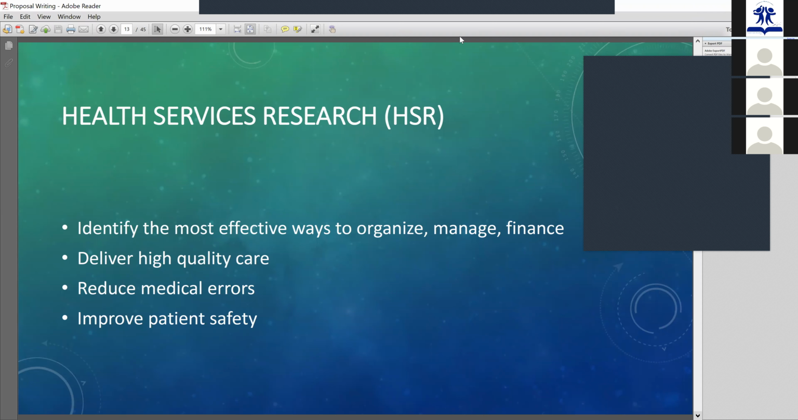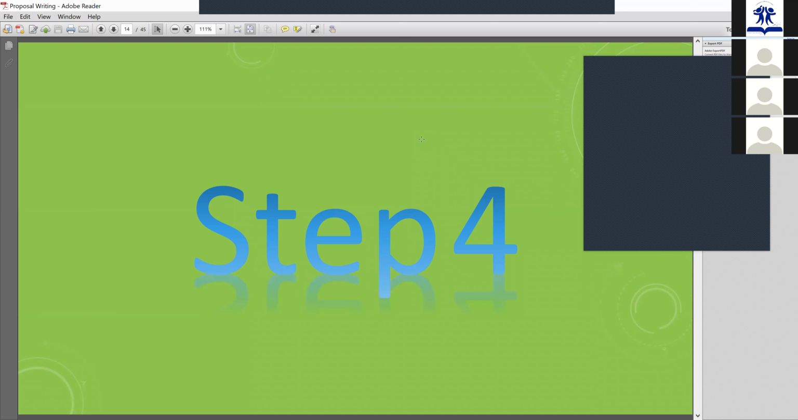Okay. It says that trying to set up a registry, for example, a trauma registry or heart surgery registry, falls under HSR. Yes, I suppose it is. It's HSR. That's a really good thing to do, by the way.